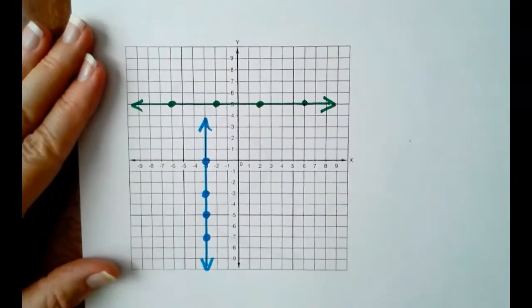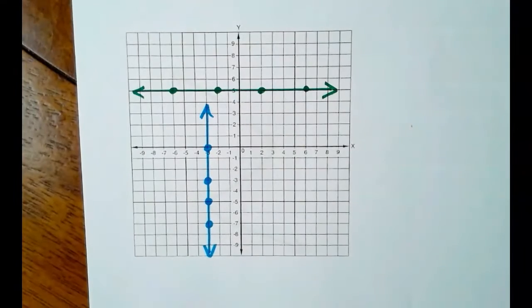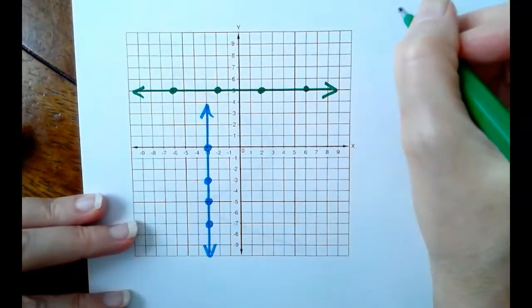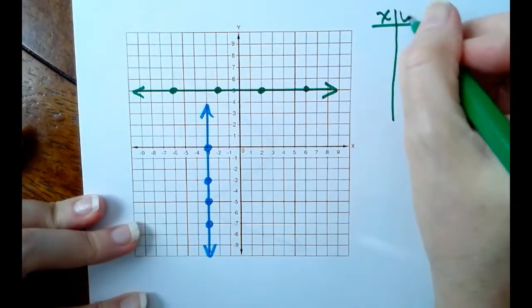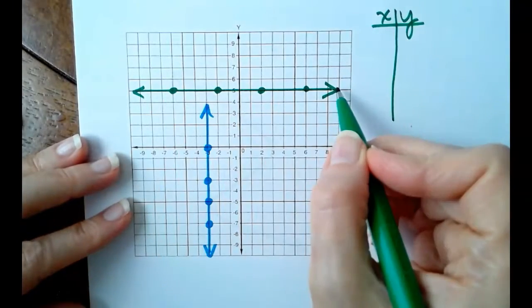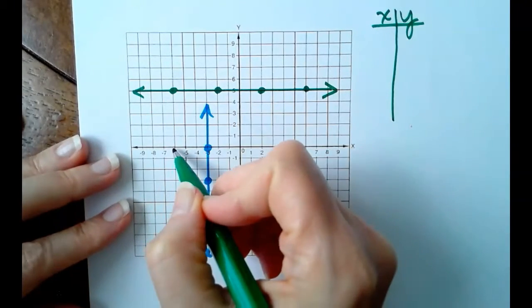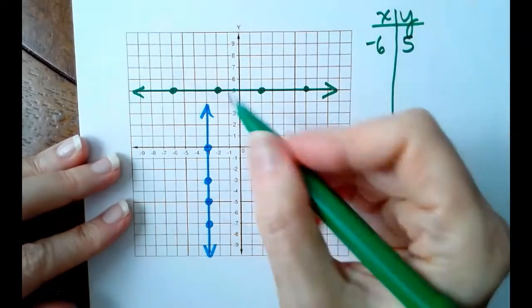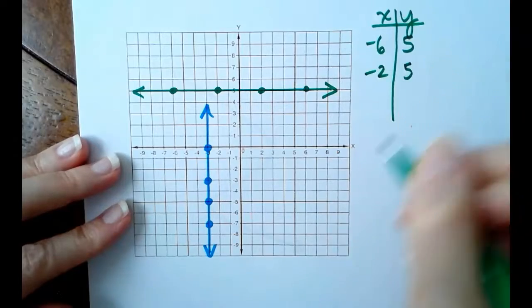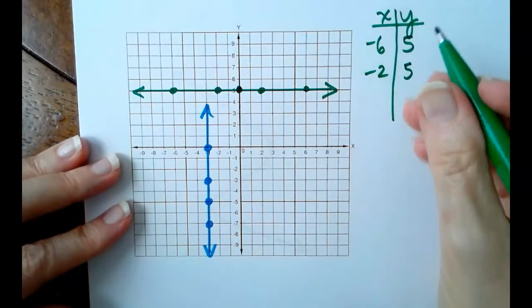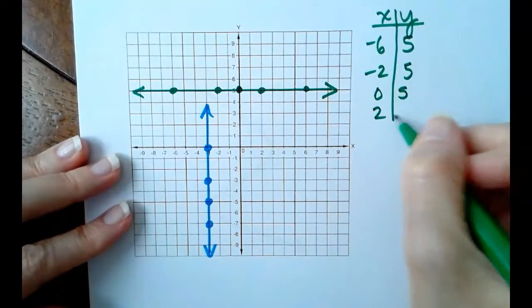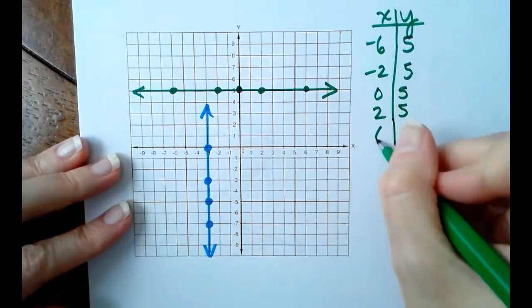The green graph, of course, is a horizontal line. And I want to take just a moment and let you see the XY chart of this green horizontal line. So I've got a few points already marked off here. This is negative 6, 5. This is negative 2, 5. We can even put one more on the y-axis. That would be 0, 5. That would be 2, 5. That would be 6, 5.